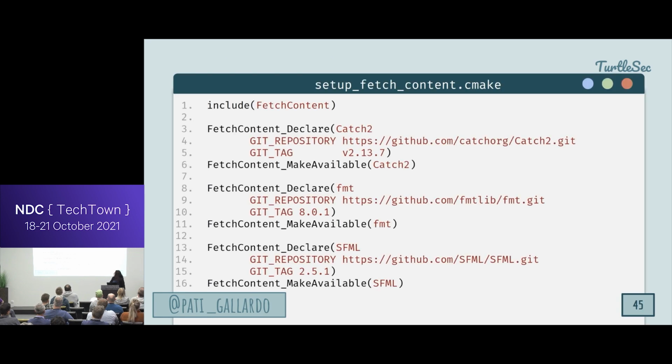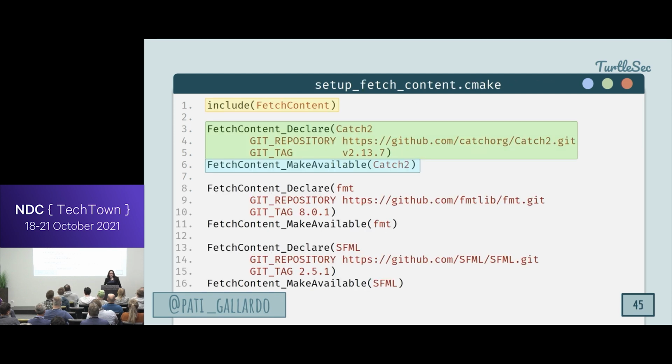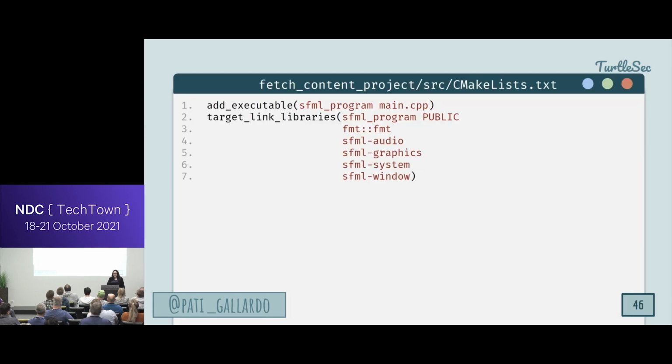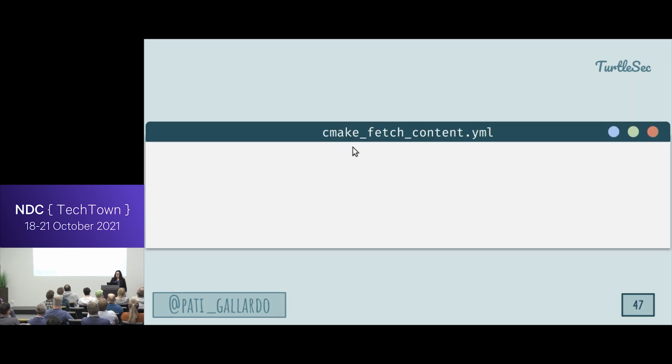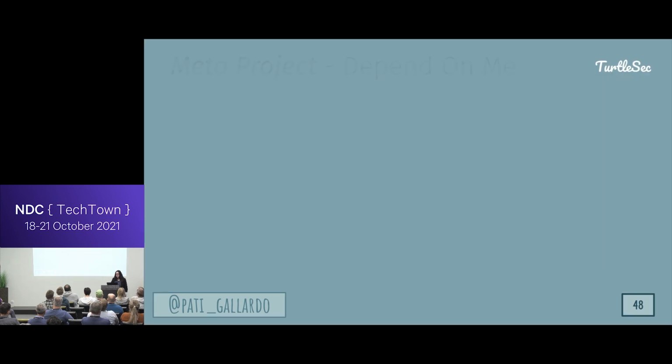But it's super simple to specify stuff. You just include fetch content, which comes with CMake, and then you say, go get stuff from GitHub, and then make it available for me. Maybe there are better ways of doing this, which meant that I could use find package, but I don't know about them, so you should tell me. And again, we're missing the find package, we're missing the SFML prefix here. Not super happy about that. Easy to cache, same thing as before.